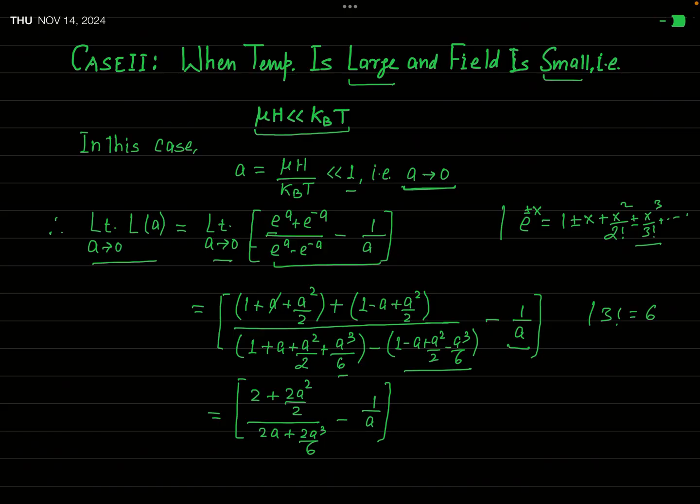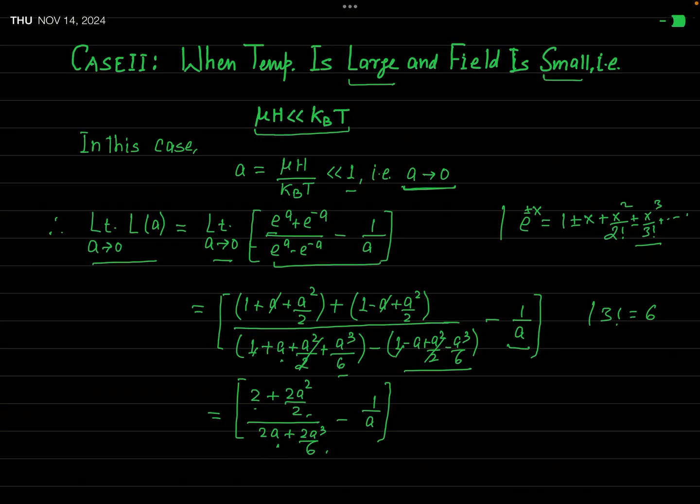Now you can see this A and this A will cancel out, and this 1 plus 1 will be 2, and A square by 2 plus A square by 2, this will be 2A square by 2. And now in the denominator you can see this 1 and this 1 will cancel due to this minus sign, and A will be added. Minus will become plus, so this is 2A. And A square by 2 and this minus A square by 2 will cancel out, and A cube by 6 plus A cube by 6, this will be 2A cube by 6.